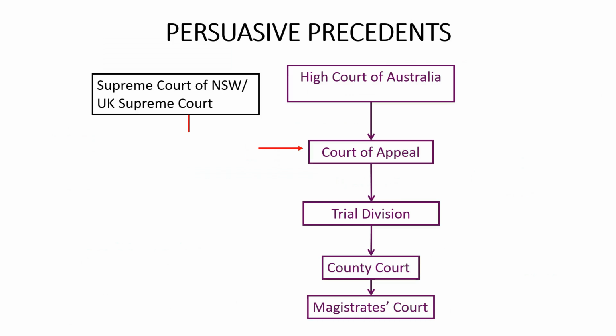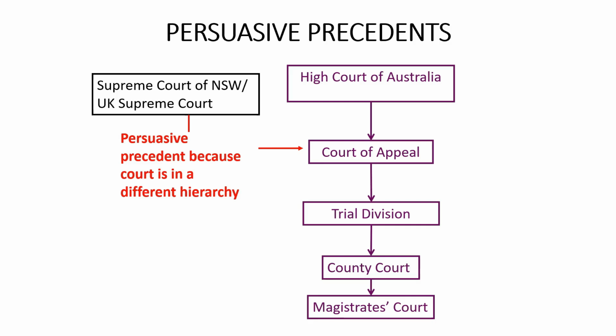The first situation where a precedent is a persuasive precedent for a court is where the precedent is established by a court in a different court hierarchy. So, for example, if a precedent is established by a court outside the Victorian court hierarchy, such as where it is established by the Supreme Court of New South Wales, which is part of the New South Wales court hierarchy, or where it is established by the United Kingdom Supreme Court, which is the top court in the United Kingdom court hierarchy, then that precedent can only be persuasive on any court in the Victorian court hierarchy.